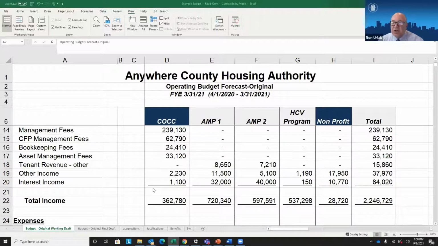If you look there, you can see the management fees of the COCC. That's what the COCC is bringing in as revenue. Now that is being paid out by AMP 1 and 2 and the Housing Choice Voucher Program as an expense, right? So total budget, 2.2 million. Yes, but understanding that those 3 middle columns, those funds are kind of restricted, aren't they? So that's something we've got to look at, what can be used from that. So now we start working our way down slowly.